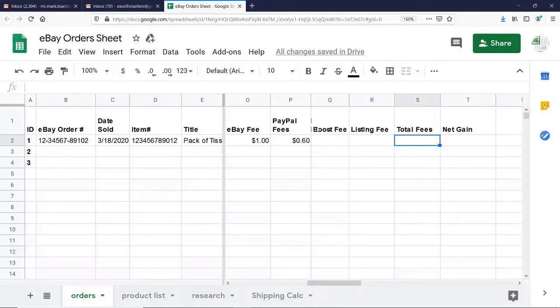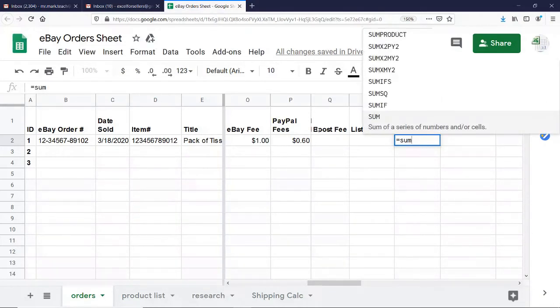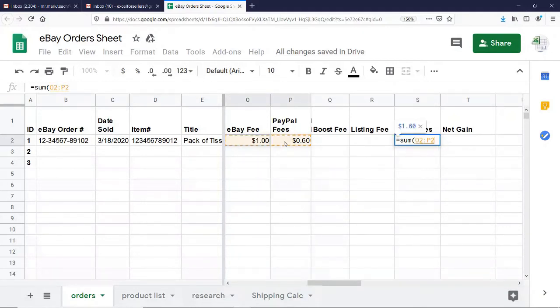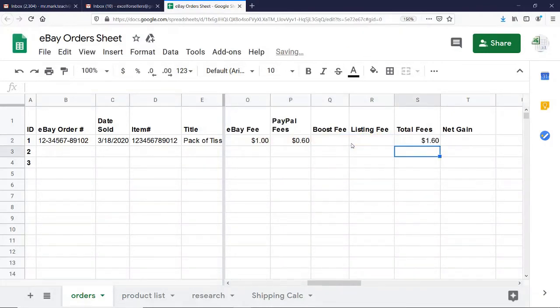And now for your total fees, you're going to just add these together. I'm going to use sum, equal sum, open parentheses, and just the eBay fee, PayPal fees. I just drag the mouse over these four, and it will add these four together, even if they're blank. It's just like a zero. If they're blank, it's just like having a zero in that cell. So total fees are $1.60, obviously.